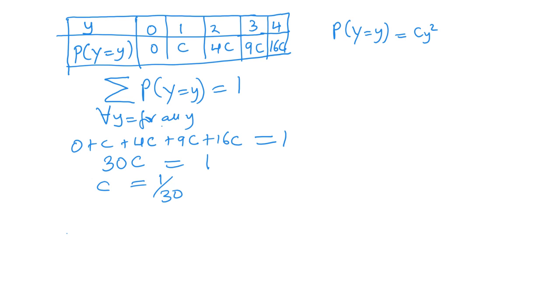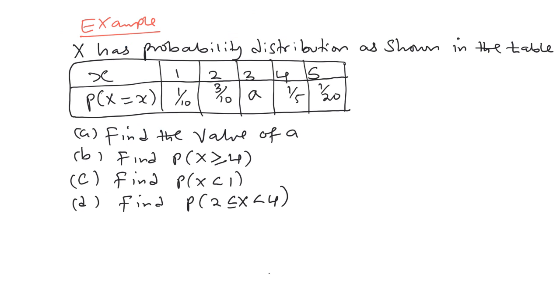Okay, so next, let me put this example for you. We have this example. They have summarized a table for you, and they are asking for the value of A, the probability of X is greater or equal to 4, the probability of X is less or equal to 1, and the probability of 2 less or equal to X less or equal to 4. So, how do we find the value of A?